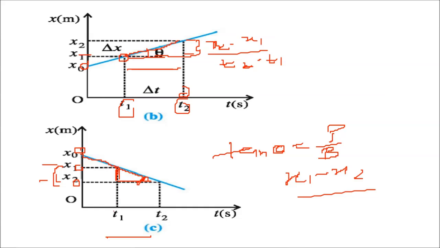At x1 it was t1 and then t2. So the time will be the same, t2 minus t1. So we see we'll get some value in negative. Why? Because this is decelerating. Here it is accelerating, meaning the distance is increasing with time. Here the distance is decreasing with time.